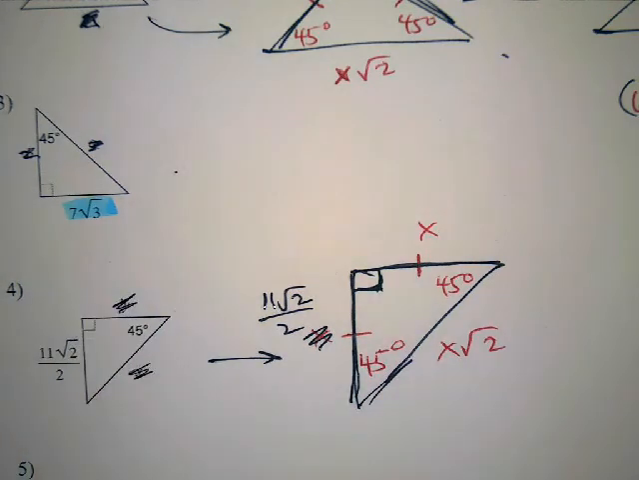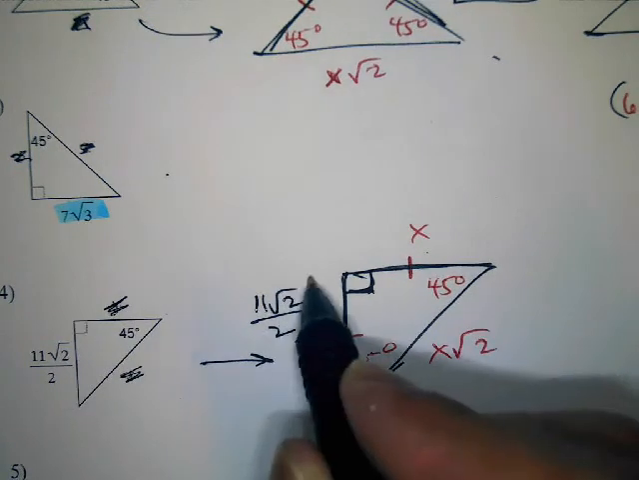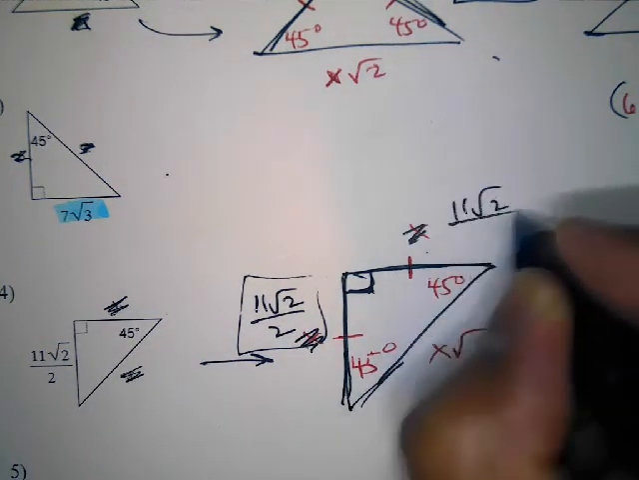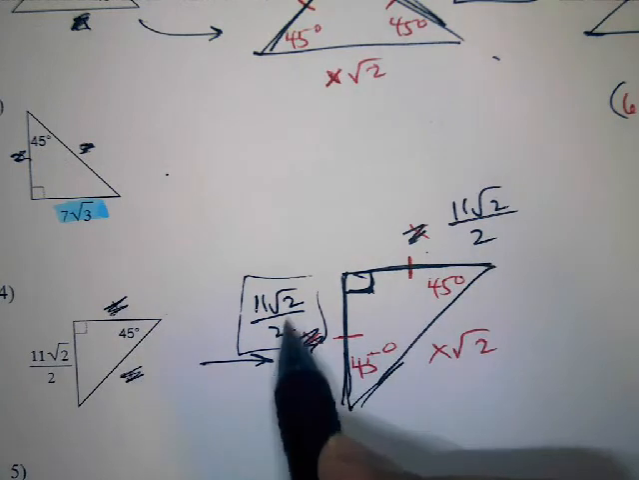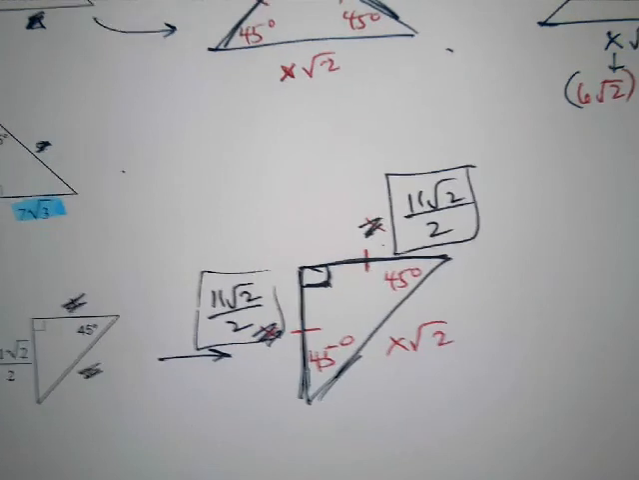Well, wherever I see an x, I know that's not this x. See, that's why I want you to erase it. Don't look at that. Don't let that confuse you. The legs are x and x. So if this one's 11 root 2, guess what? This one's also 11 root 2. Wherever you see an x, 11 root 2 over 2.